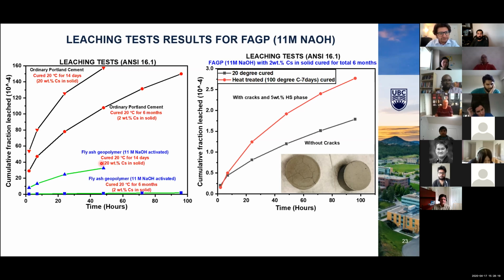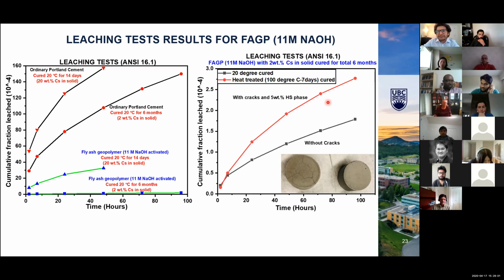Here as well, if you compare these geopolymers with the OPC leaching, we see that OPC leaches a lot of cesium rather than fly ash geopolymer. Even if you compare ordinary Portland cement with 28% cesium cured for 6 months with fly ash geopolymer cured for just 14 days with 28% cesium, it still performs way better than OPC, which is a sign of the good encapsulation capacity of fly ash geopolymer.